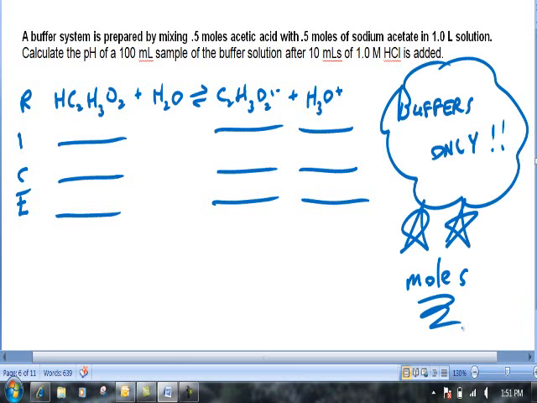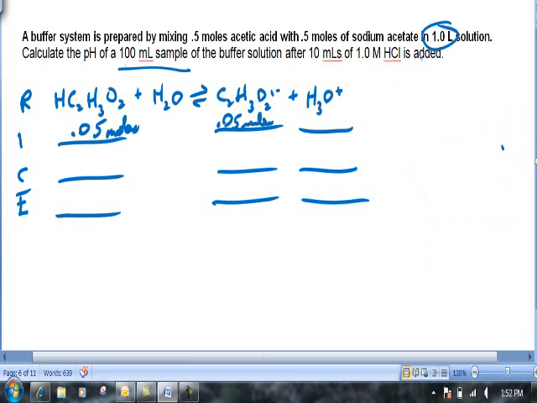So what we can do in this problem is we have a 100 milliliter sample of our buffer solution. Now originally the buffer was 1 liter, so we're using 1/10 of the moles. So we have 0.05 moles initially of acid and 0.05 moles of salt present. H3O+ we can just say is 0.